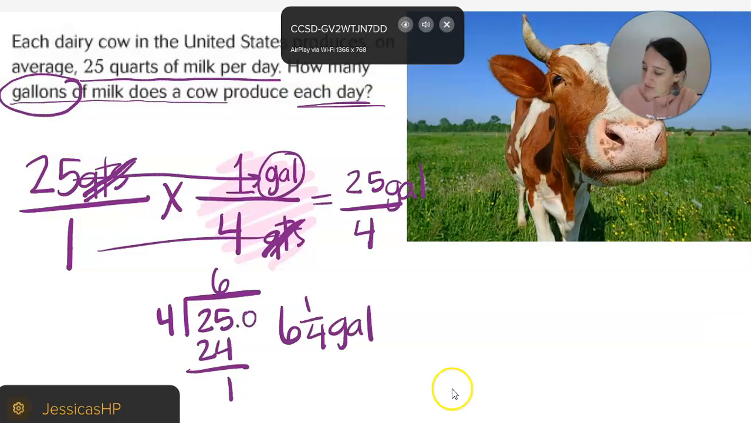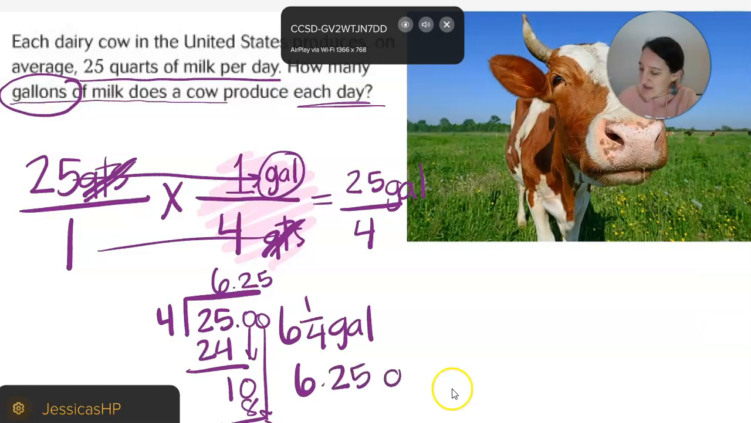Or if we wanted to keep going and turn it into a decimal, we would have ended up with 6.25, which those two are the exact same thing, aren't they? So a cow can produce 6 1/4 gallons every day.